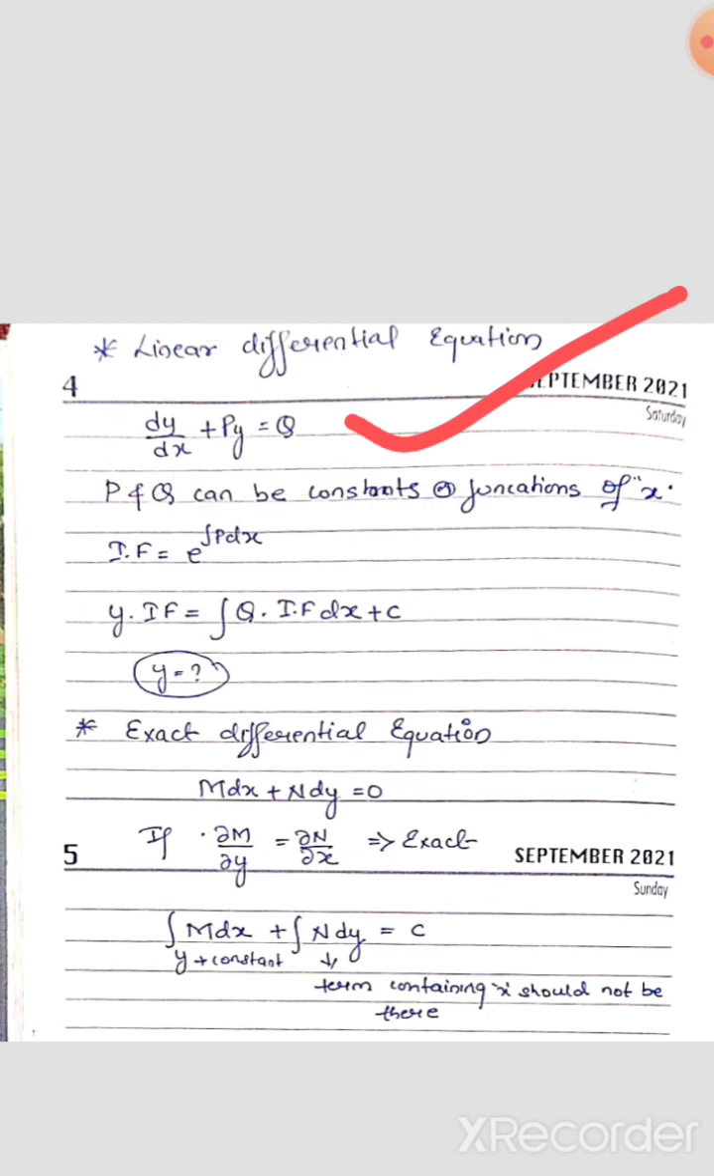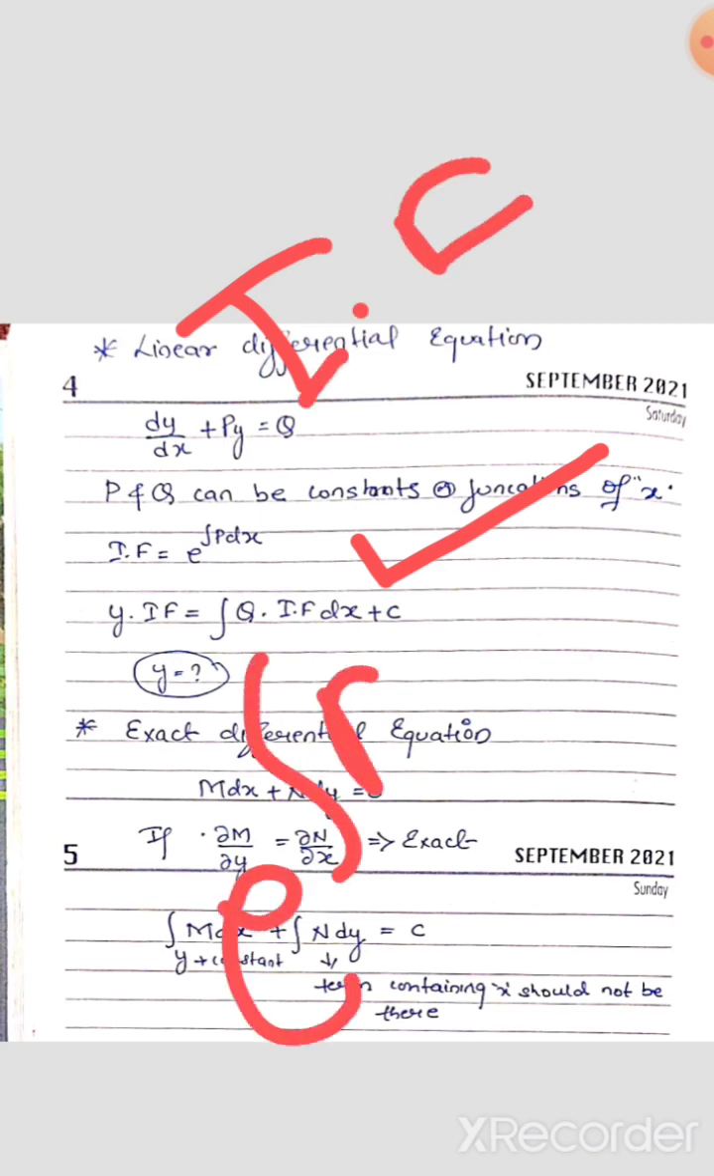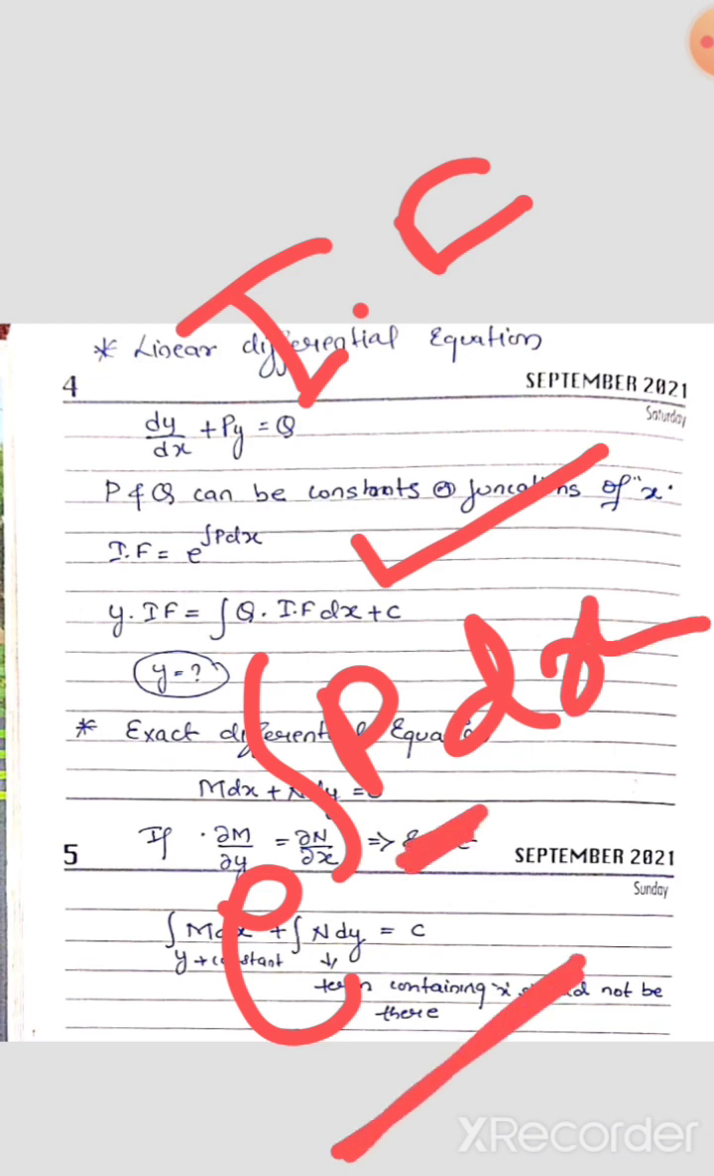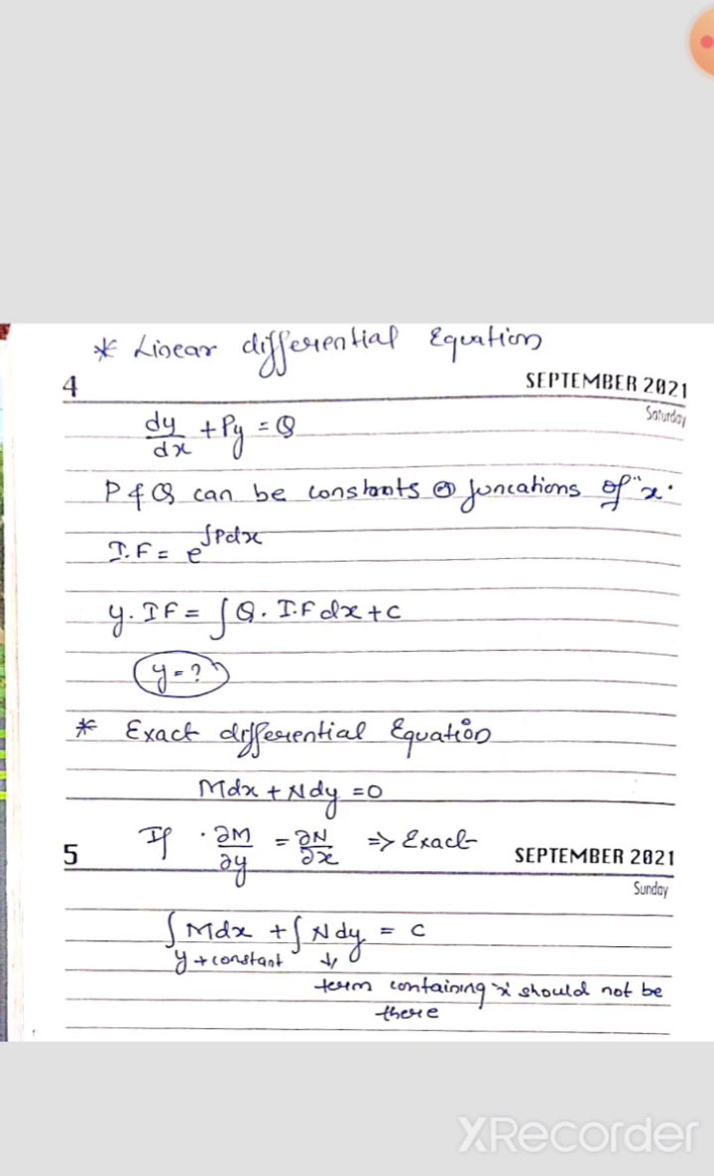Then how to solve these linear differential equations? What we have to do is find the integrating factor, that is IF, for the given equation, that is e to the power of integration of p dx. Just put the value of p here, integrate, and you will get the value in terms of an exponential. Then after finding the IF value, find the solution: y times IF is equal to integration of q into IF dx plus c. Here you will get the solution for y. This is the way for the linear differential equation.